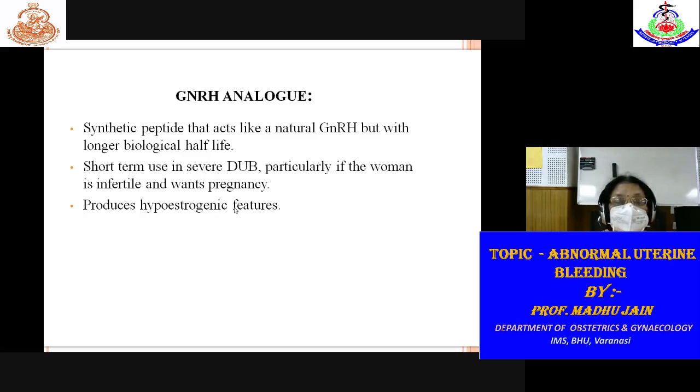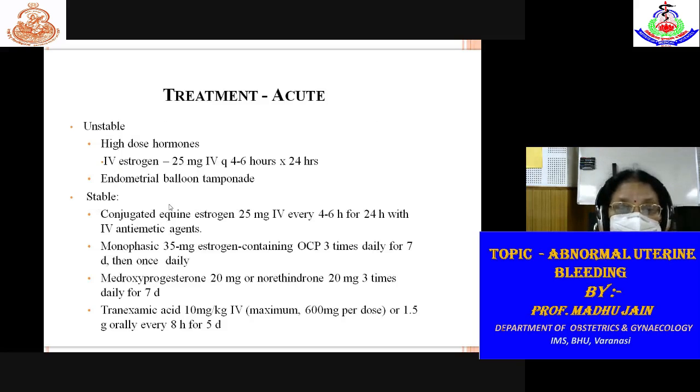So these patients are having amenorrhea, and they are having the symptoms and signs of hypoestrogenism in the form of amenorrhea, osteoporosis and hot flashes. So always when you give GnRH for more than 3 months, you have to give add-back therapy, or you have to give estrogen and progesterone in combination.